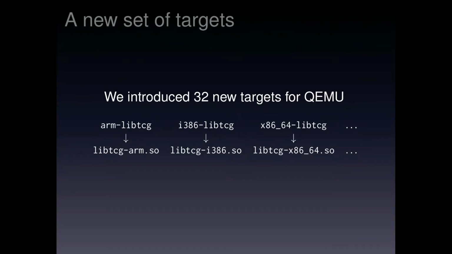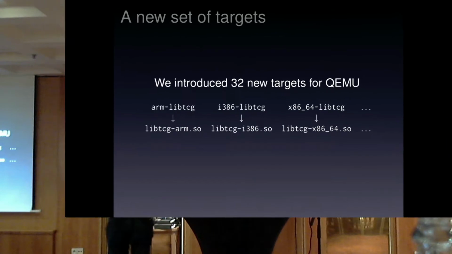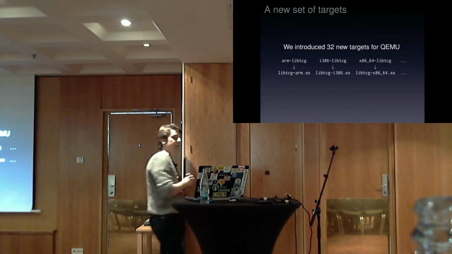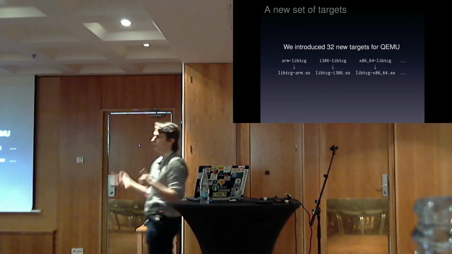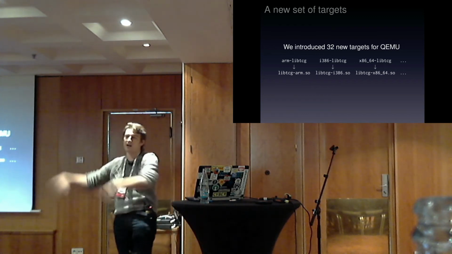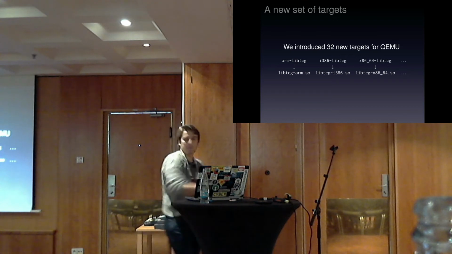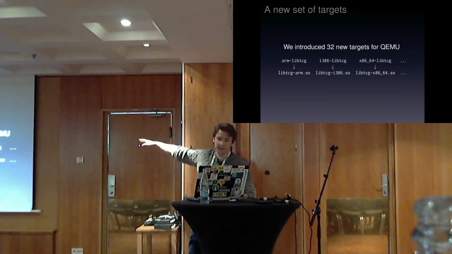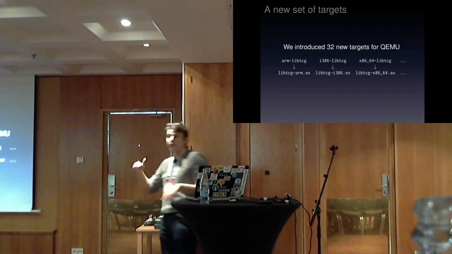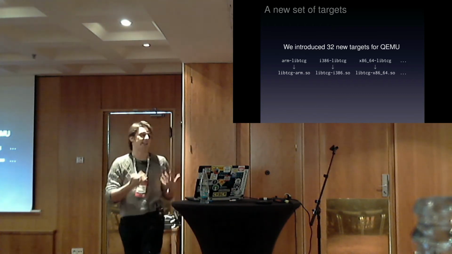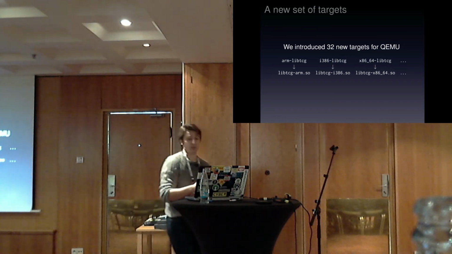First of all, we introduced 32 new targets. So when you do configure in QEMU, you will see 32 new possible targets along with the system emulation for ARM and the user emulation for MIPS. You will have a set of new targets. And they look like this. They're called name of an architecture-libtcg, and each one of them outputs a distinct library, a distinct shared object that you can use.